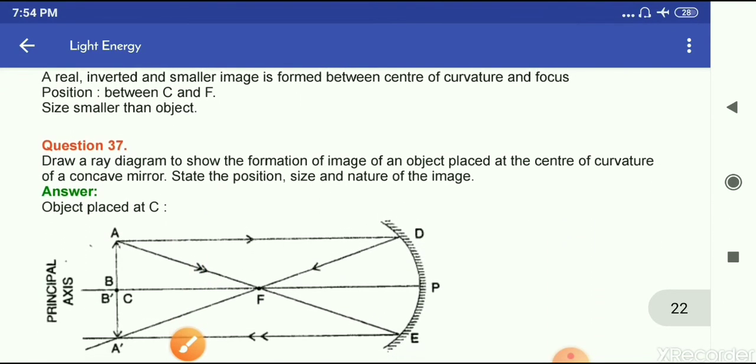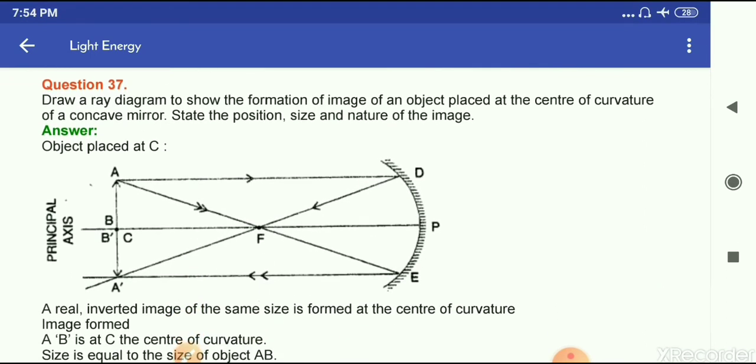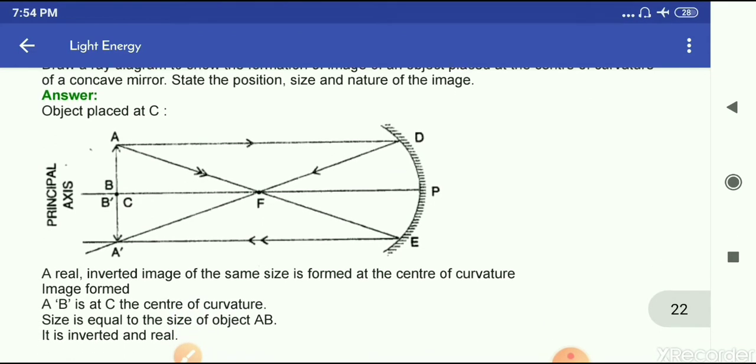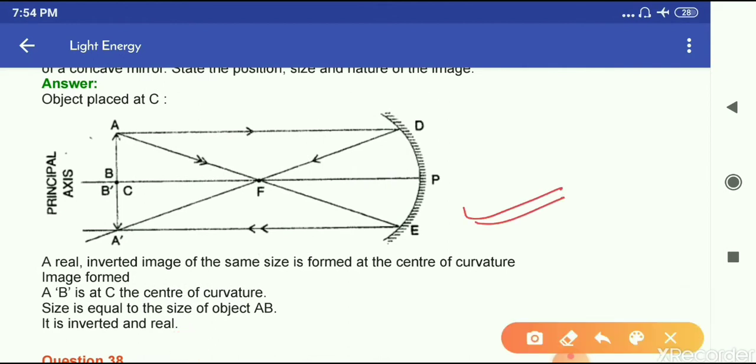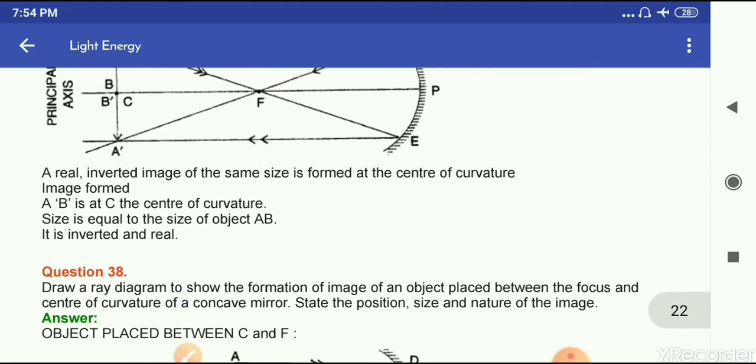Question number 37. Draw a ray diagram to show the formation of image of an object placed at the center of curvature of a concave mirror, and state the position, size and nature of the image. So this is the diagram, and the nature: the real inverted image of the same size is formed at the center of curvature, and this A dash and B dash is at the center of curvature, means this is the image of the object AB, and size is equal to the size of the object AB, and it is inverted and real.